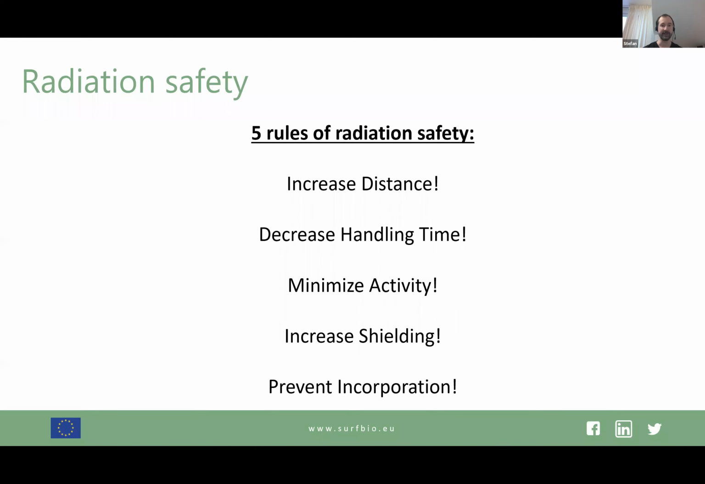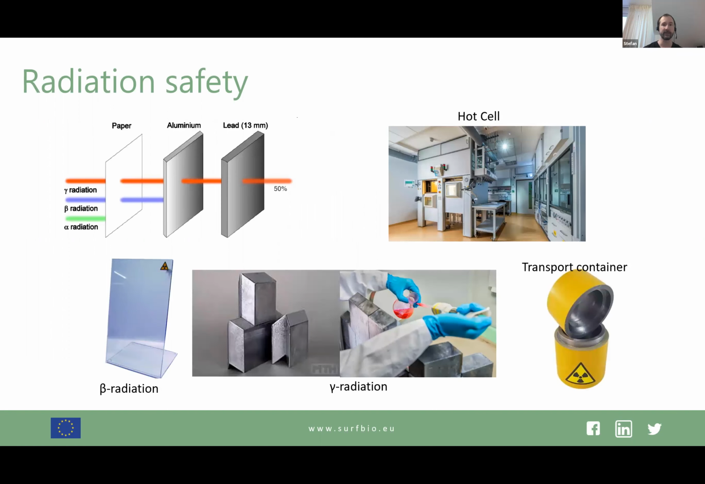You should increase the shielding. And of course, you should prevent incorporation of the radionuclides. Concerning the shielding, we have already seen this before. Alpha radiation is blocked by paper. So for this, alpha emitters are typically handled in a glove box.